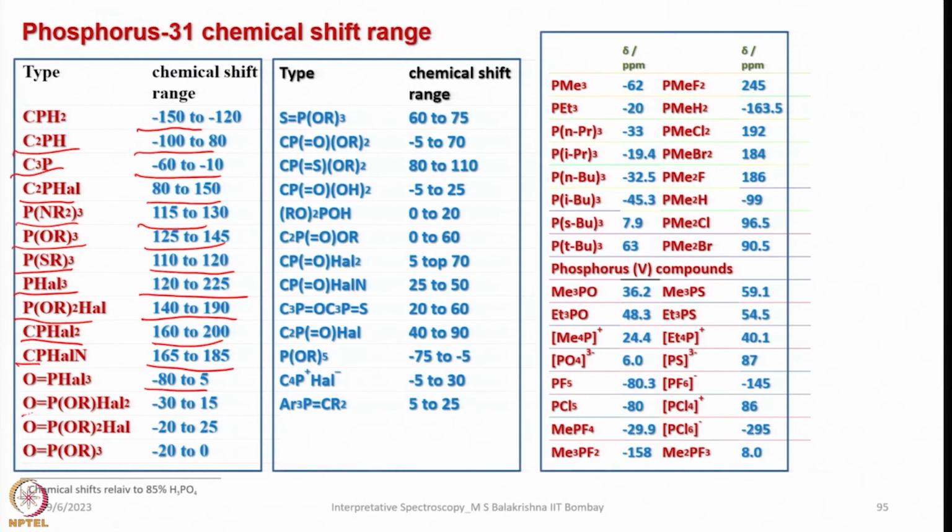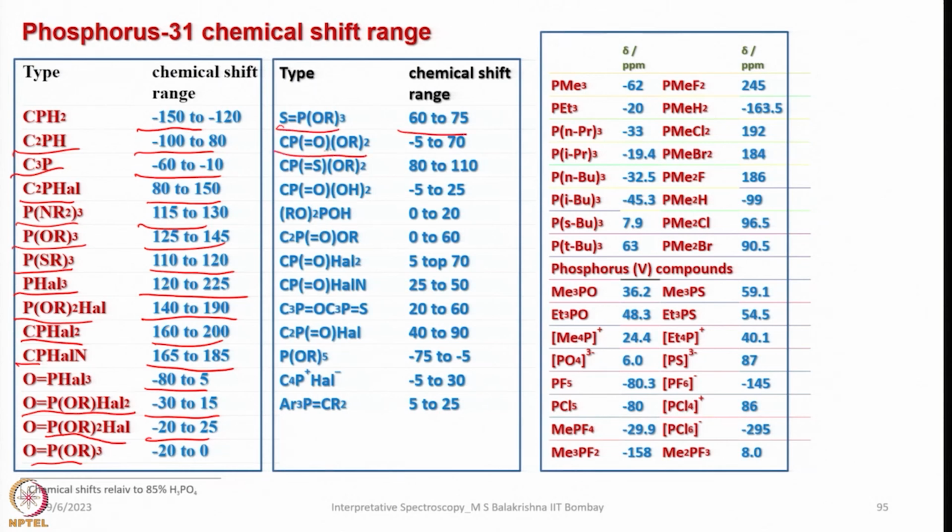And again, if we have a combination of halogen and alkoxide or aryloxide, it comes to -30 to 15. And then if you consider the same combination with variation in the halogen and alkoxy or aryloxy OR groups, then it can fall down to -20 to 25. And then for a typical phosphate, it comes around -20 to 0. And then again among pentavalent tetracoordinated compounds, with sulfur, P double bond S, it comes in the range of 60 to 75.